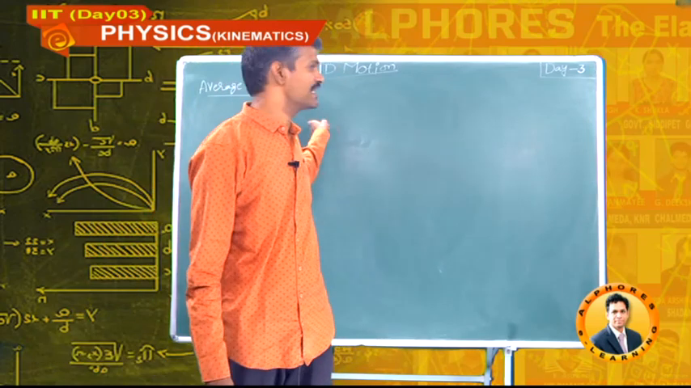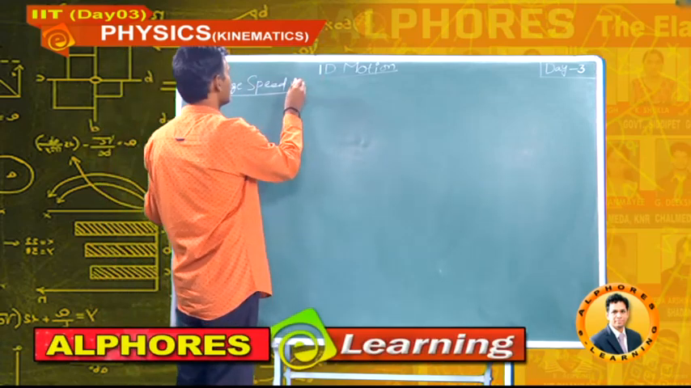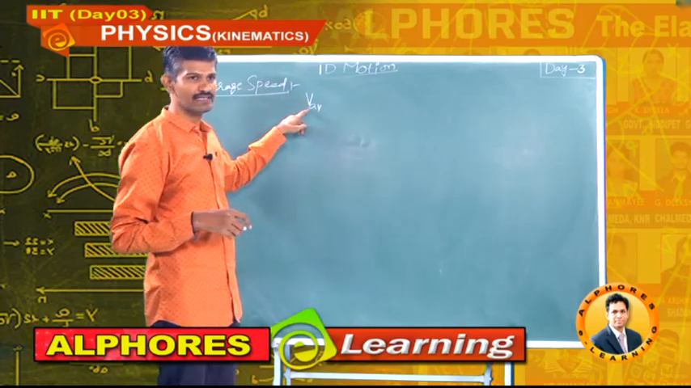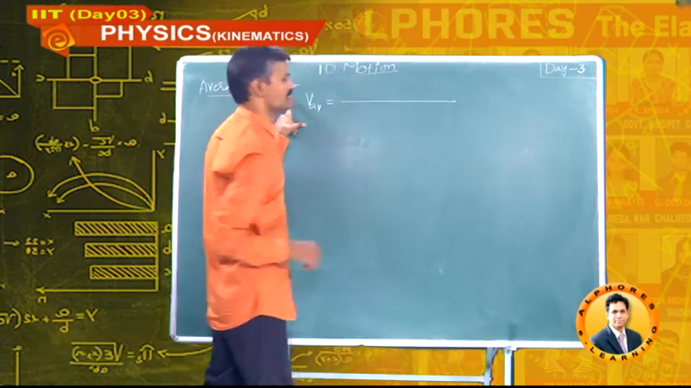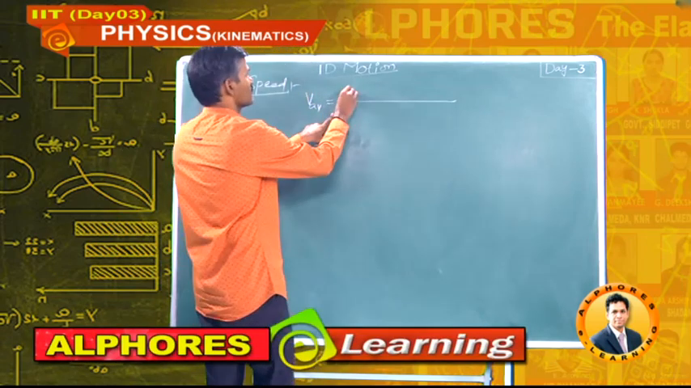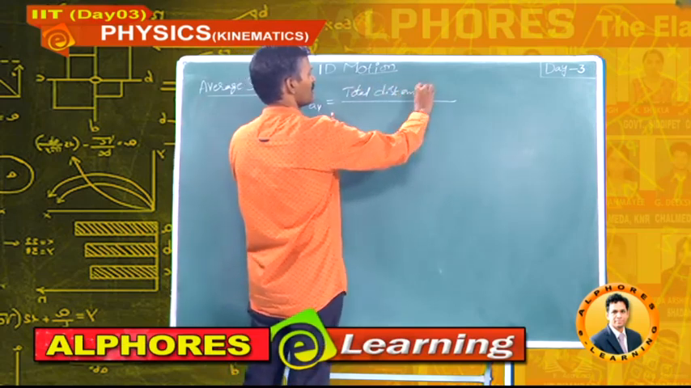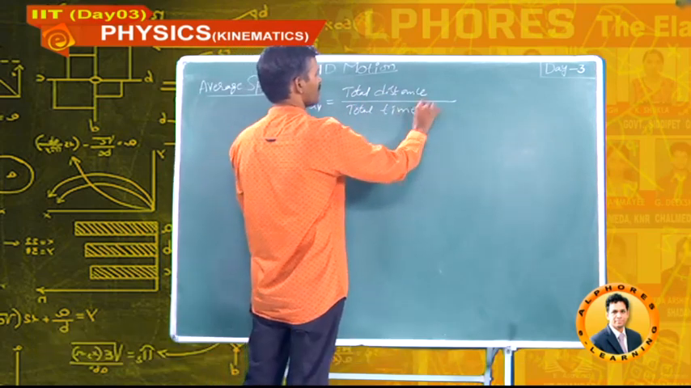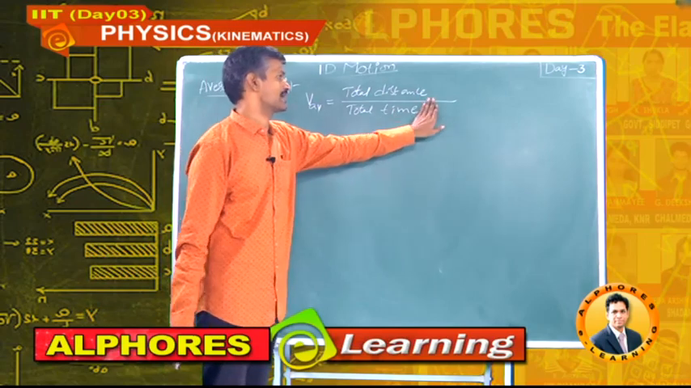Our first category of speed is average speed. What is the basic definition of average speed? This is represented with V suffix AV. VAV is the symbol for average speed. Average speed is defined as the ratio between the total distance travelled by the body to the total time taken.